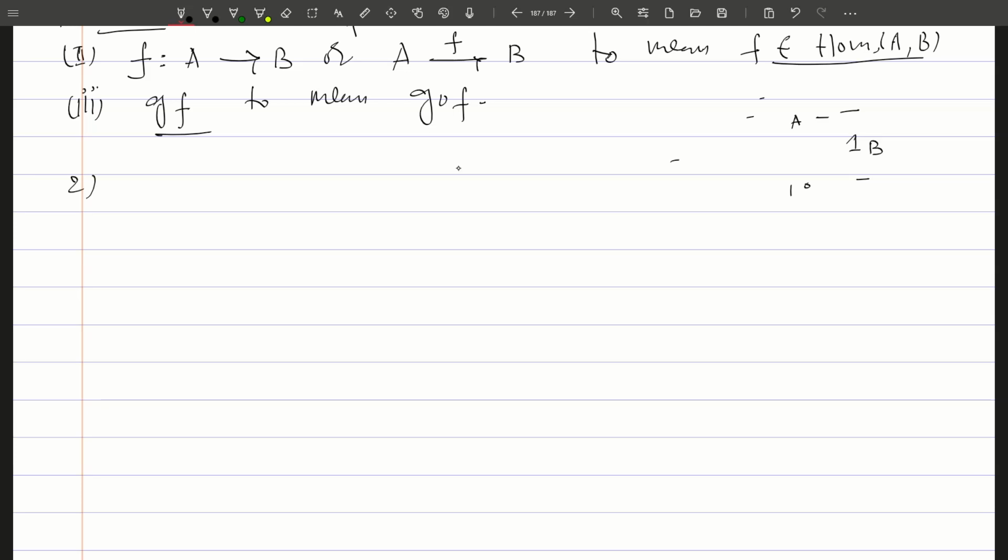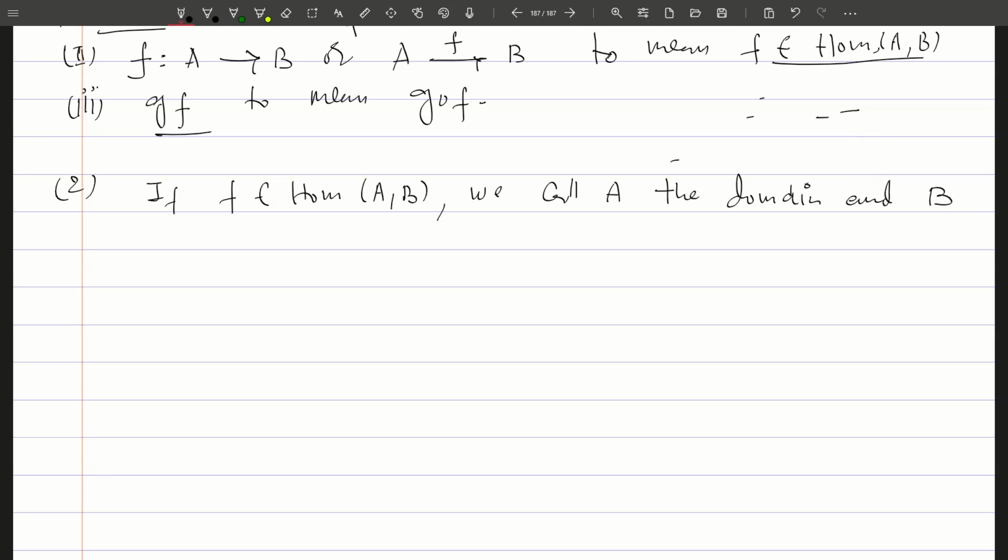Now we have the second remark here. If F is a morphism from A to B, we call A the domain of F and B the codomain of F.